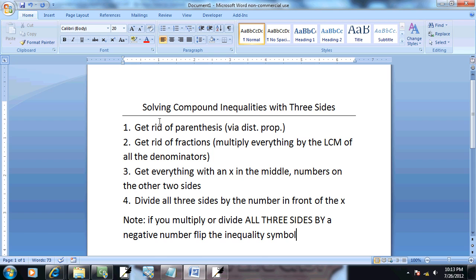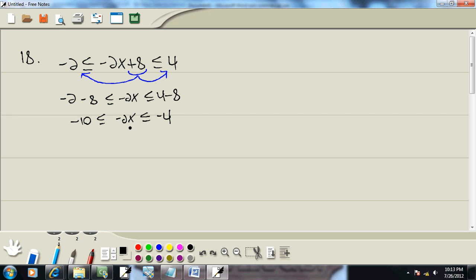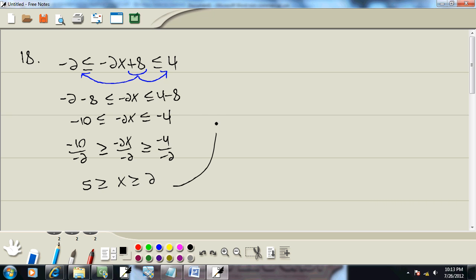Okay, step 4. Divide all three sides by the number in front of the x. Well, the number in front of our x is a negative 2, so I'm going to divide all three sides by a negative 2. Now remember, if you divide all three sides by a negative number, you flip your inequality symbols. So those less than or equal to's become greater than or equal to's. So we've got 5 is greater than or equal to x is greater than or equal to a positive 2.